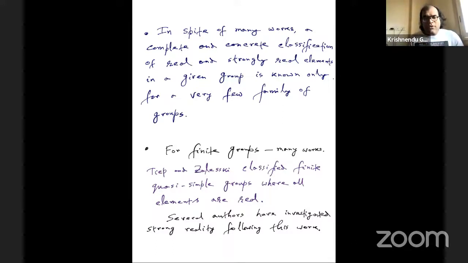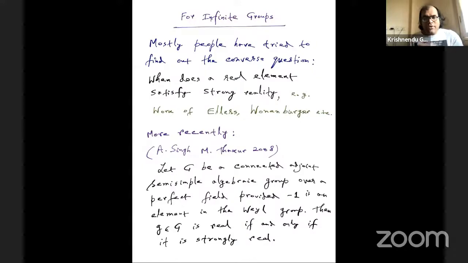Now, several authors have investigated, following this problem, to classify many more families of real groups and many more groups where every element is strongly real. Now, I would particularly mention here that there is a group in Russia, especially in Novosibirsk, who have made significant progress in this direction about investigation of strong reality in finite groups. But my viewpoint is not finite groups. I am interested in infinite groups, and for infinite groups, mostly people have tried to find out the converse question, that is, when does a real element become strongly real.